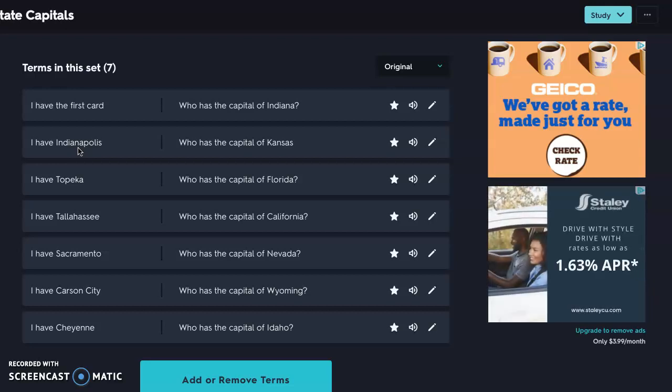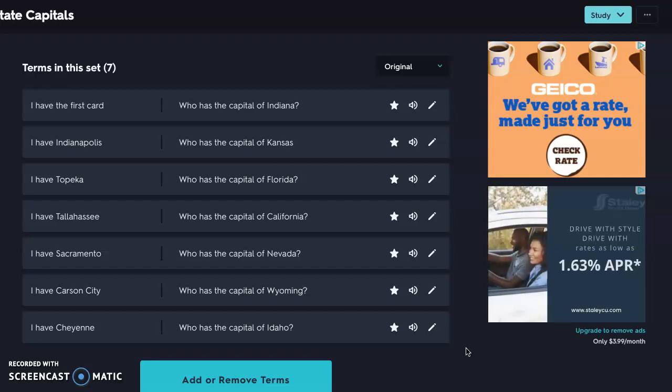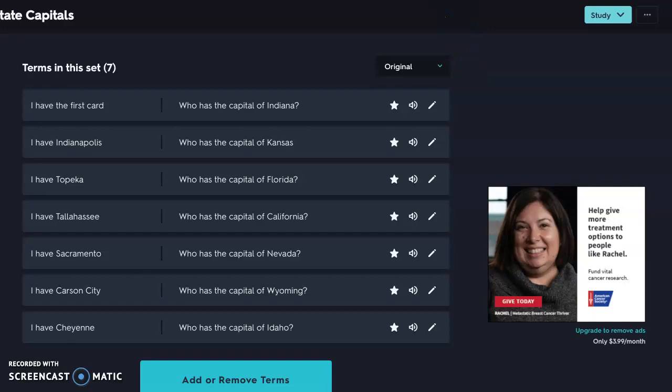Who has the capital of Kansas? And then the game would just go on from there. The game will be played in two groups, and each group will get 10 cards with I have and who has on them. The first group to complete all 10 cards will be the winners of the activity.